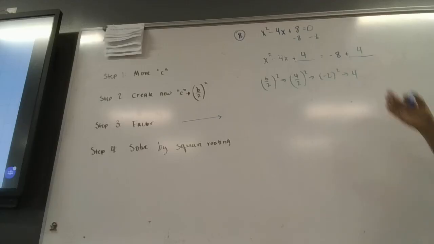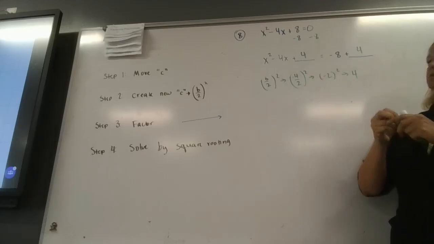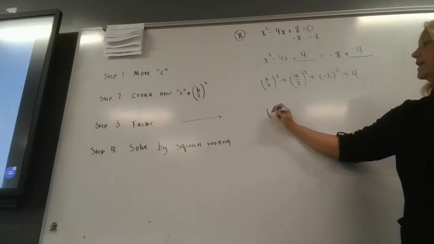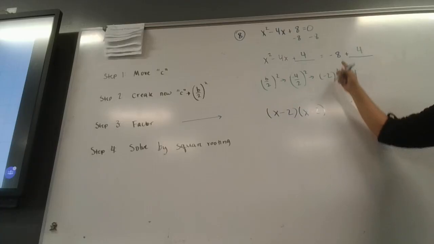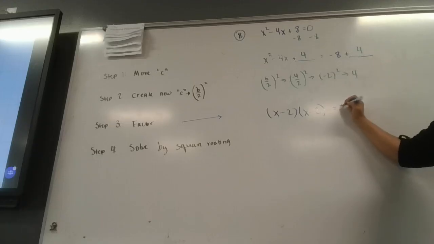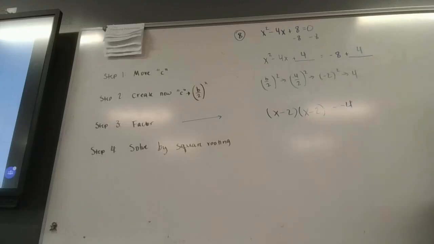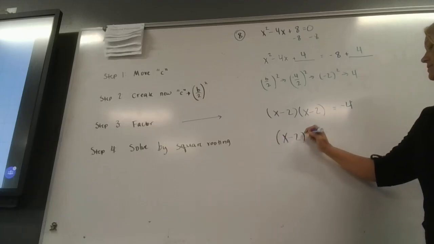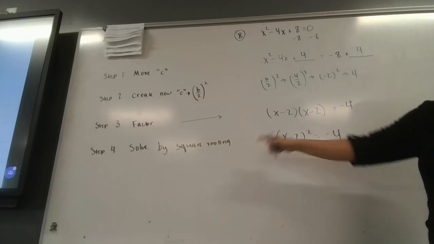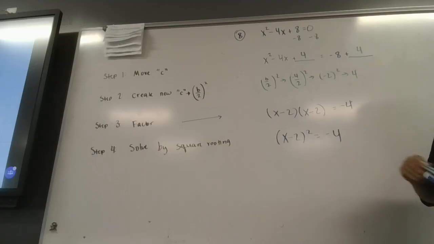So I can factor just like we did for bell work, and it factors to be x minus 2 times x minus 2. And then over here, negative 8 plus 4 is negative 4. Oh, it looks like this might have imaginary solutions, which is why we couldn't use the x factor method with it. Okay, so that means it's x minus 2 squared equals negative 4, and we'll solve it out by square rooting.